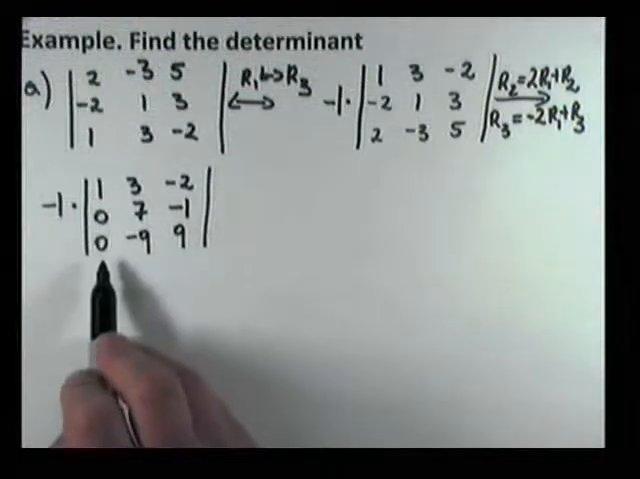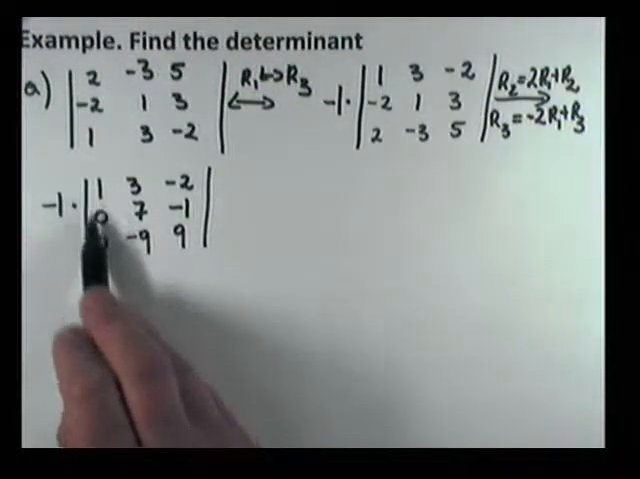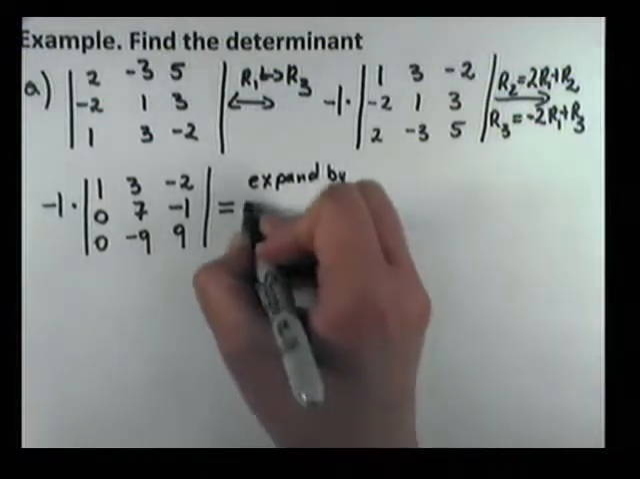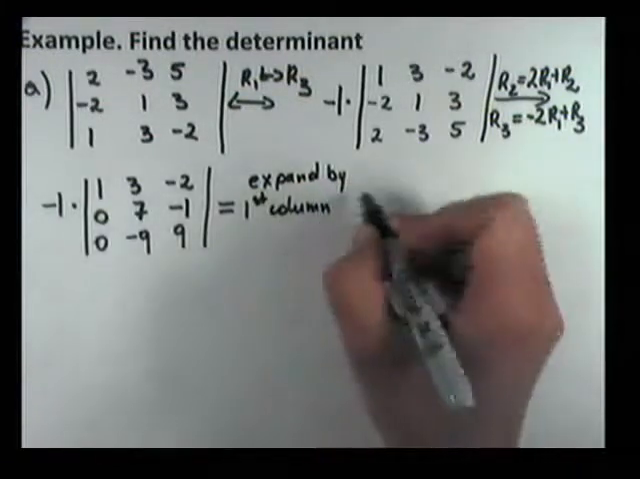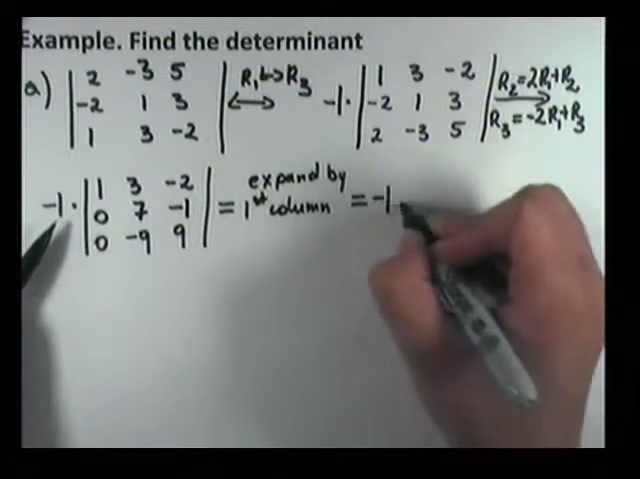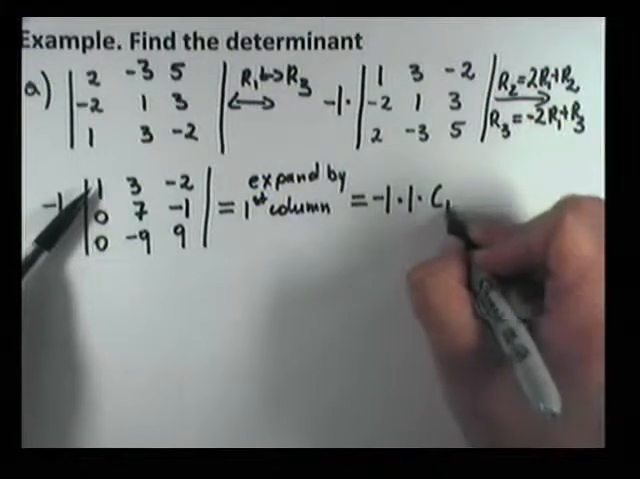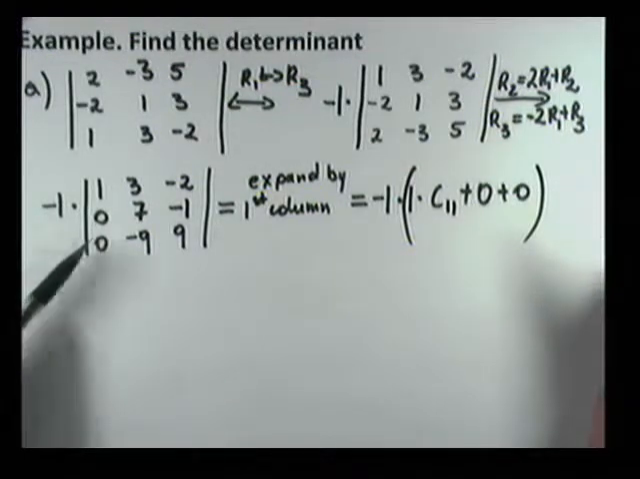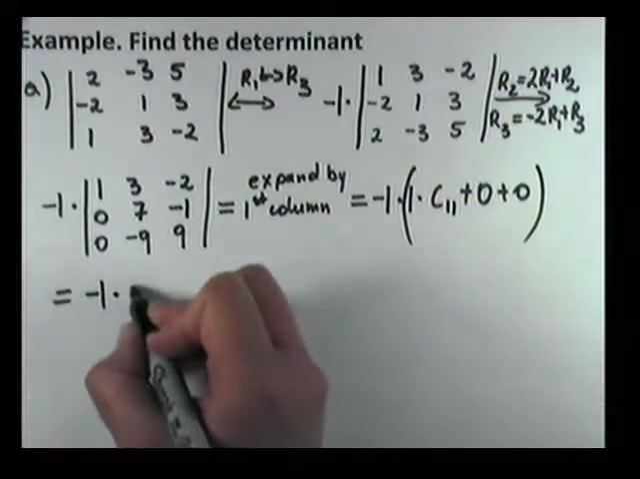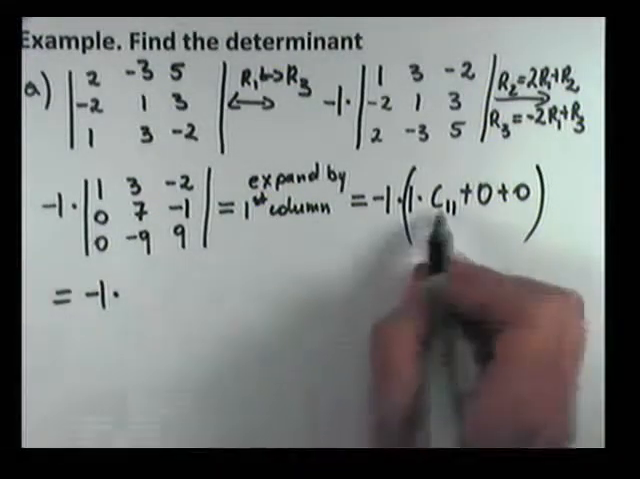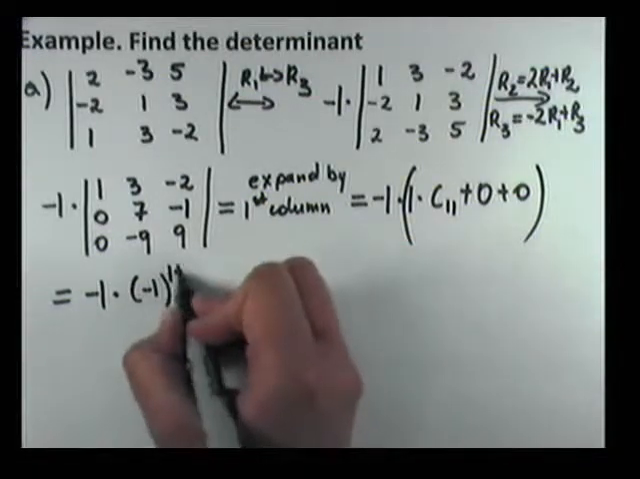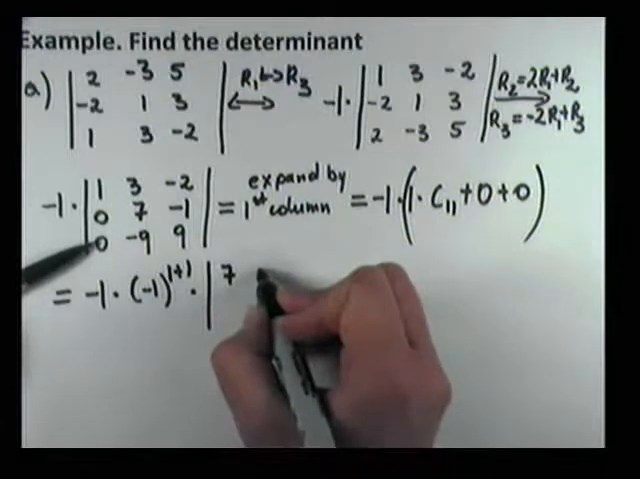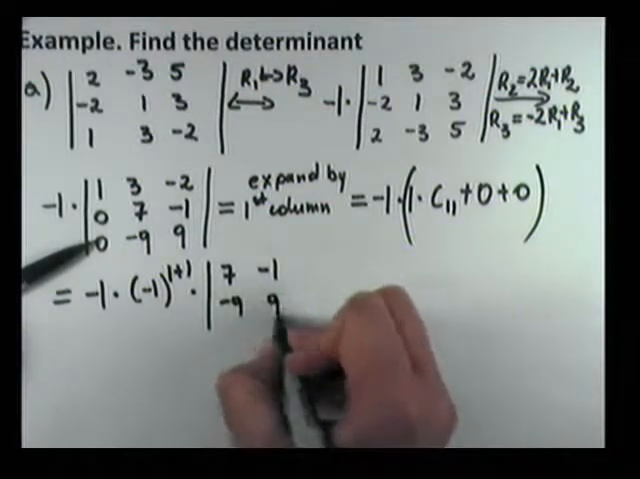So now we can expand, because we still need to find this determinant. Now we can expand by the first column. We had minus 1 in front, and by the first column it would be 1 times cofactor 1,1, plus 0 plus 0. So we have minus 1 times 1, it's just 1, and from the cofactor we have minus 1 to the power 1 plus 1 times, delete the first row and first column. So we have 7, minus 1, minus 9, and 9.